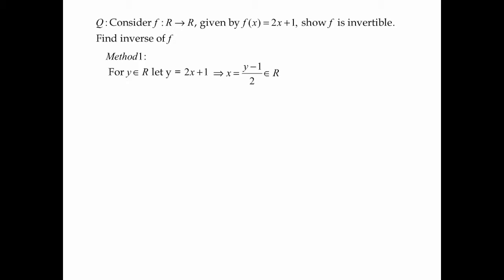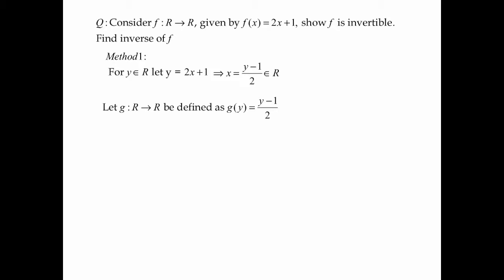Now start with defining the g, which is going to be tested for the composition. So we start with g to be a function from set R to R. Note that f is also a function from R to R. Had f been a function from A to B, you would take g to be a function defined on B and mapped to set A. So in this case, g of y is equal to y minus 1 over 2.